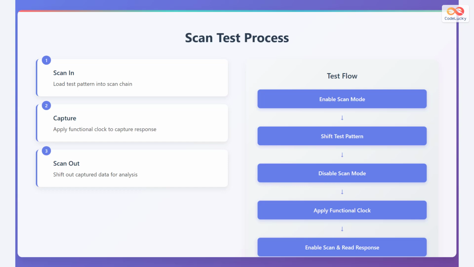The test flow begins by enabling scan mode. Then we shift the test pattern. Then we disable the scan mode. Then apply functional clock. Finally, we enable scan and read the response.